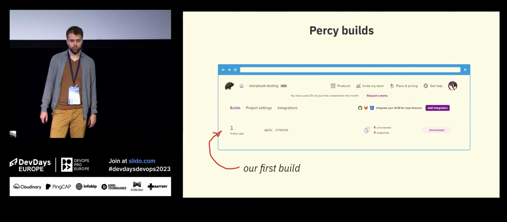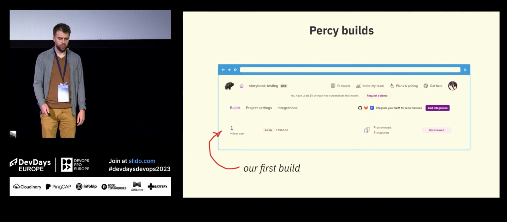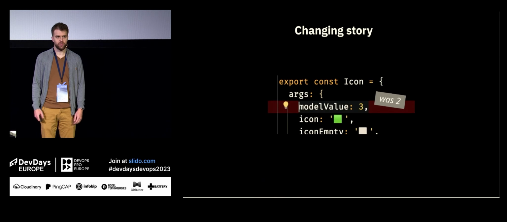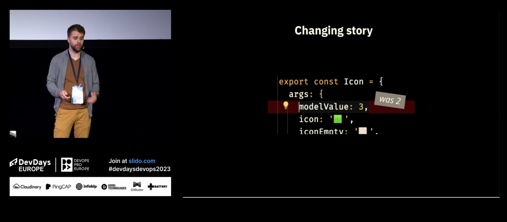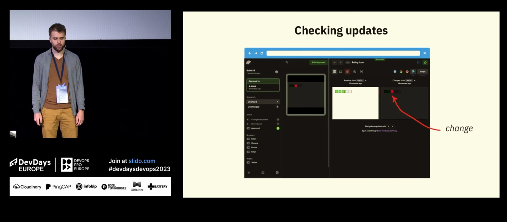And in the Percy view we can already see our first build, and if we go inside we see some stories with the rating component, and let's try to see if it works. So we will update the model value from 2 to 3, and indeed it works. So we can observe a change.